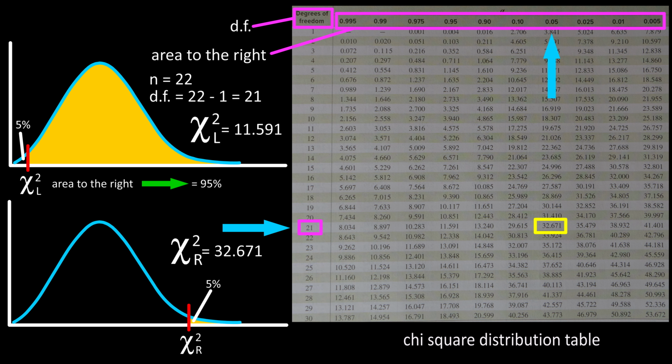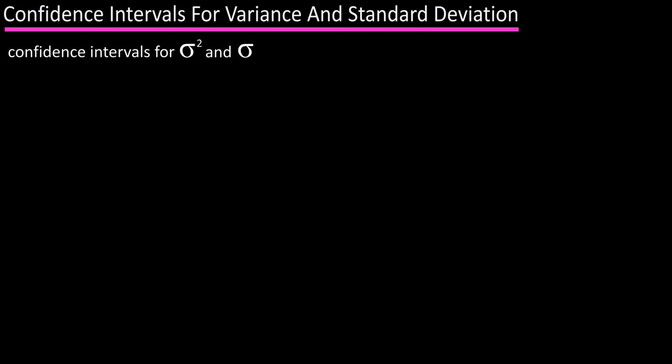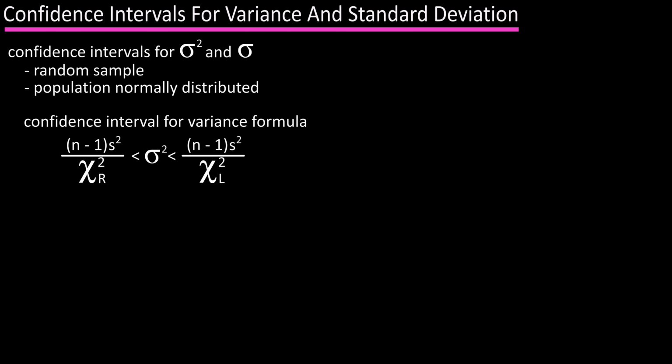Now that we have an understanding of how to use the chi-square distribution table, we can construct confidence intervals for the population variance and standard deviation. And there are two assumptions for constructing these intervals. The sample must be a random sample, and the population must be normally distributed. The formula for the confidence interval for a variance is n-1 times s squared divided by chi-square right less than sigma squared less than n-1 times s squared divided by chi-square left.